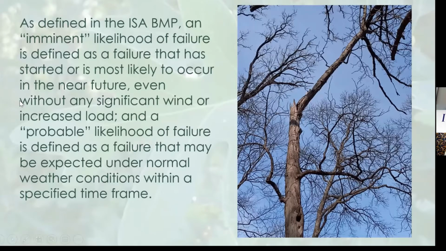We would expect that dead limb or that part of the tree or that tree to fail within that time frame that we've defined. And we do say under normal weather conditions. What that means is normal weather conditions for the upper Midwest, which is heat, cold, wind, rain, wind gusts of 50 miles an hour, snow. Wind shear and tornadoes are not considered normal weather conditions.